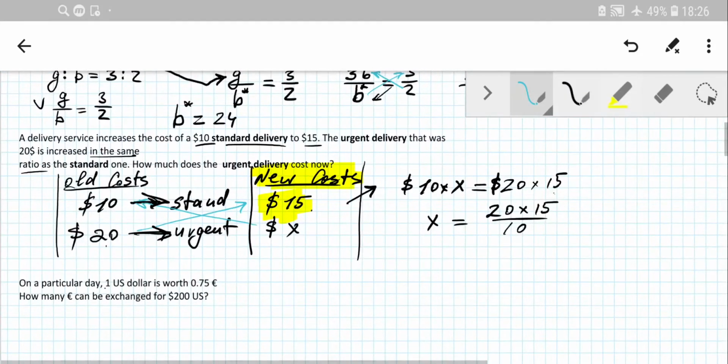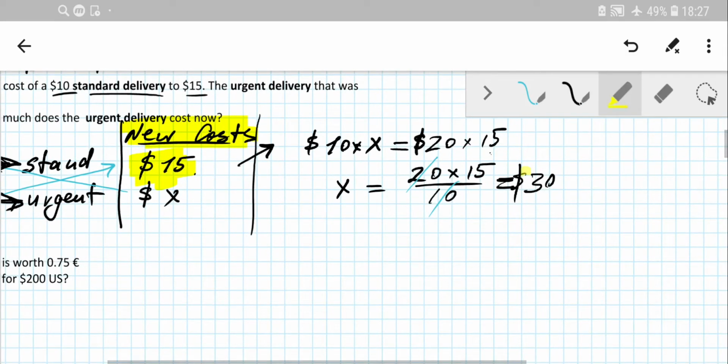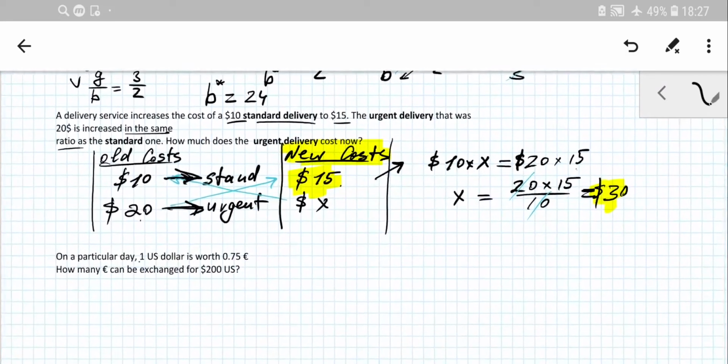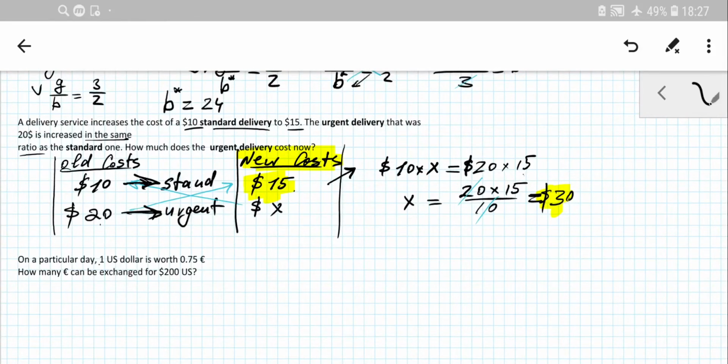Okay, finally we can cancel that. So we have 2 times 15, which is $30. So that's the $30 cost. That's the final answer. However, I can give you another way to resolve this task. That was through proportion. You set a proportion, and you use crisscross multiplying in order to resolve the ratio.